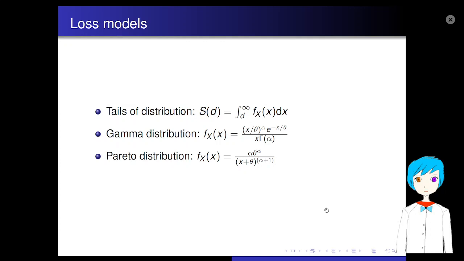For the loss models in actuarial mathematics, sometimes we may need the tails of distribution, which measures the probability that some rare event could happen. It is 1 minus the CDF. Also, it is the integral of the probability density function from d to infinity. Two commonly used distributions in actuarial mathematics are the gamma distribution, which has the following probability density function, and the Pareto distribution for calculating the loss. Here, x is larger than 0.